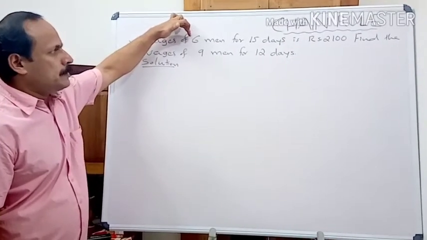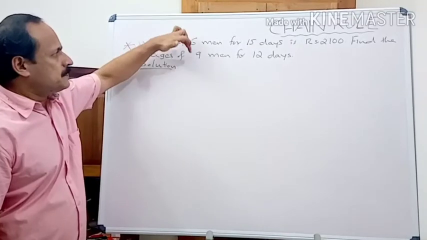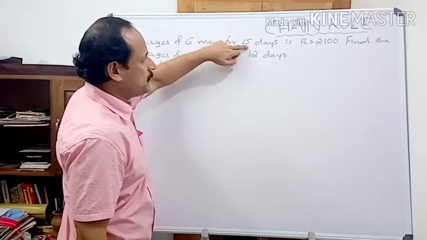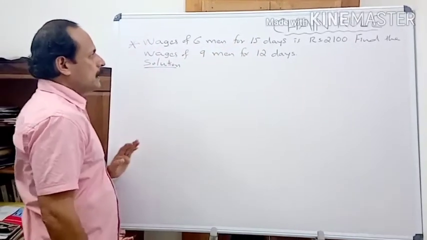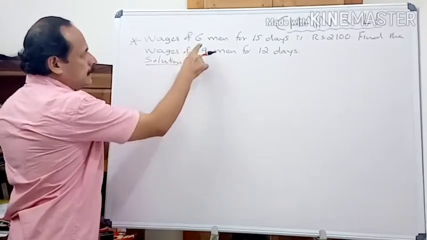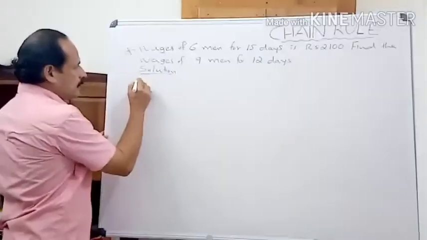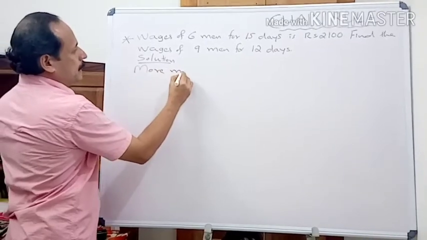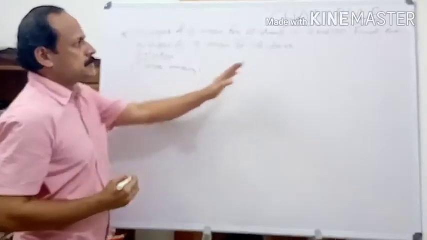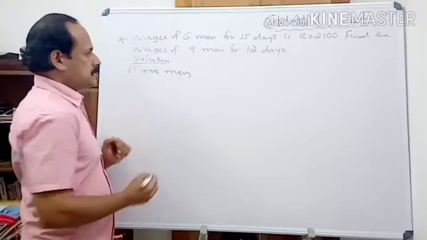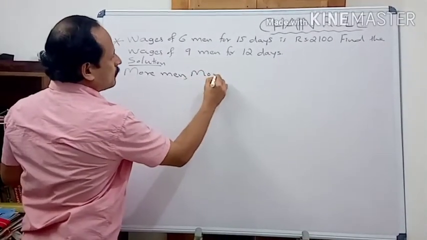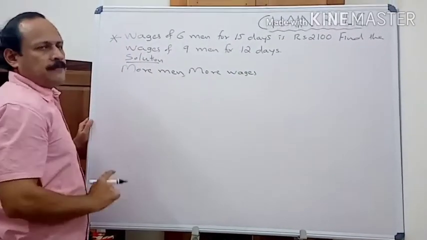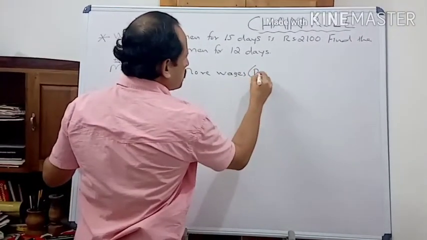Number of men becomes 6 to 9 and number of days decreases from 15 to 12. Here the number of men increases, therefore we write like this: more men. When number of men increases, wages increases. Therefore, more wages. Therefore, number of men and wages are in direct proportion.